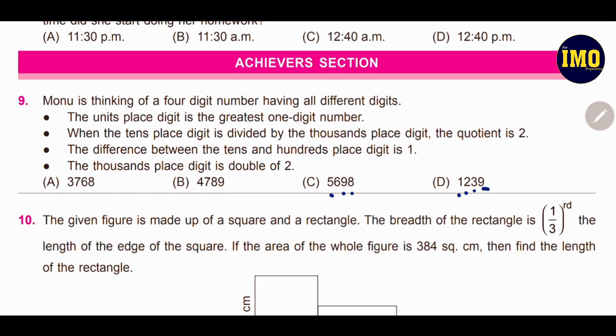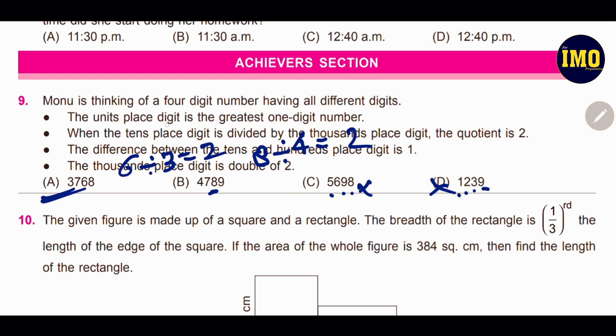So the tens place number is divided by the thousand place number. In the tens place we have 6, and sorry, in the thousand place number we have a 3. So we get the quotient 2 in this case only. And similarly, in this one, 8 divided by 4, we get what? 2. So 2 possible cases we have. This is not and this is not.